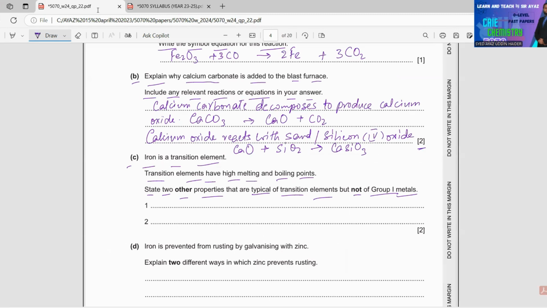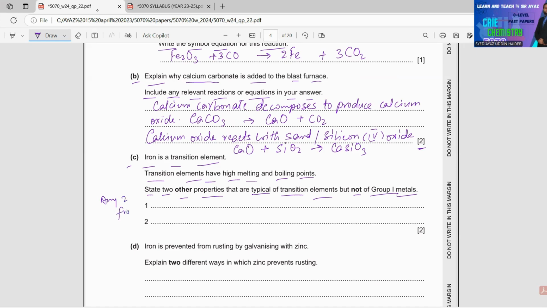Group 1 metals, we know that they are soft, they have low density, they have low melting point, they do not form any colored compounds, they don't have any variable oxidation numbers, and they do not act as catalyst. So they have already mentioned one of the properties, that is melting and boiling point. Group 1 metals have low melting and boiling point. So I'm not going to refer to the melting and boiling point. You can refer to other properties. So you can write any two from these.